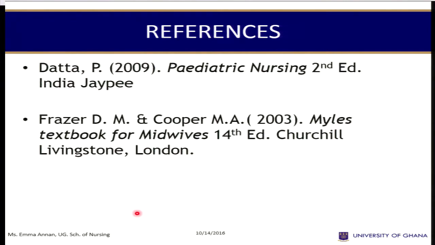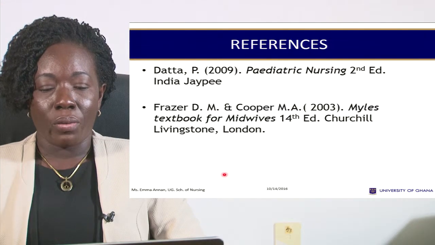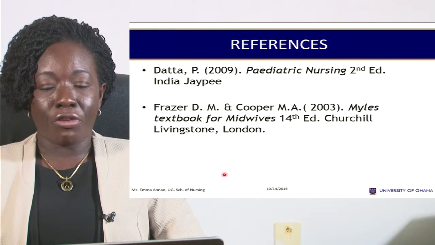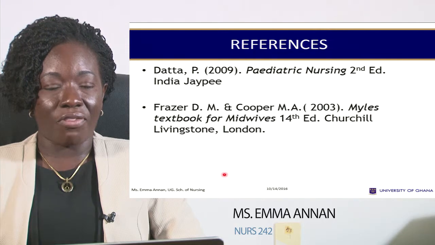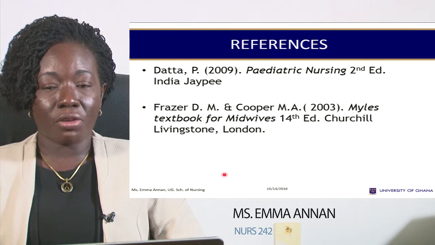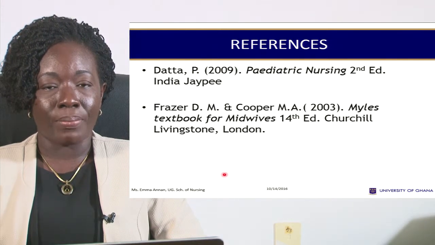Today we have been looking at birth injuries and asphyxia. We have looked at trauma to the skin, other injuries to superficial tissues, muscle trauma, nerve injury, hemorrhage due to trauma, and birth asphyxia. Thank you.